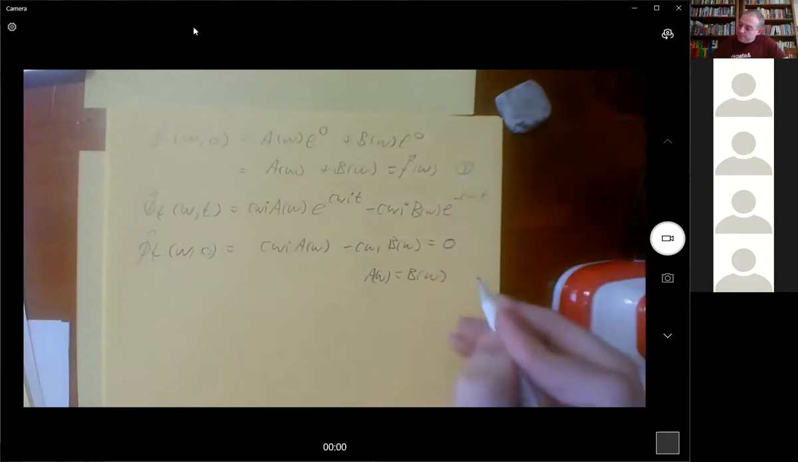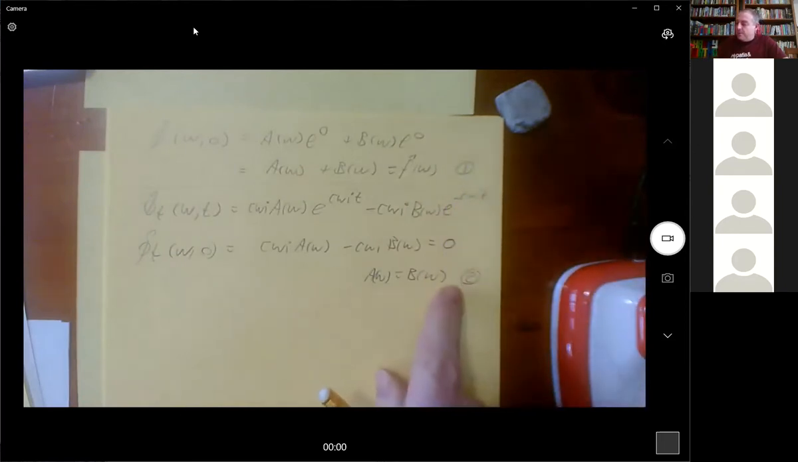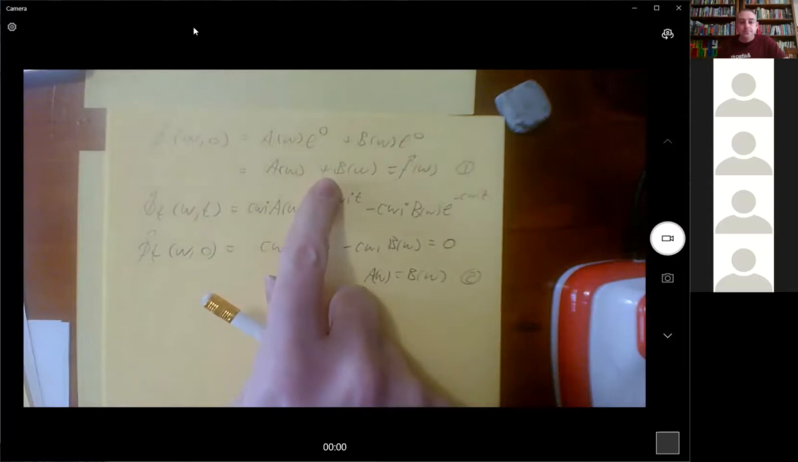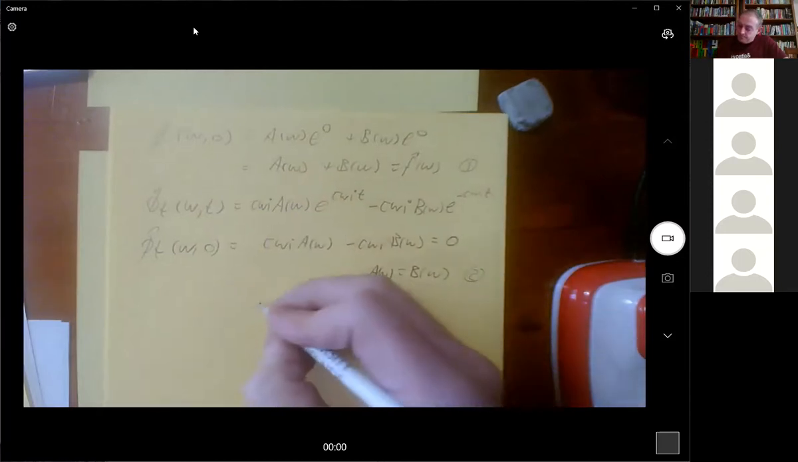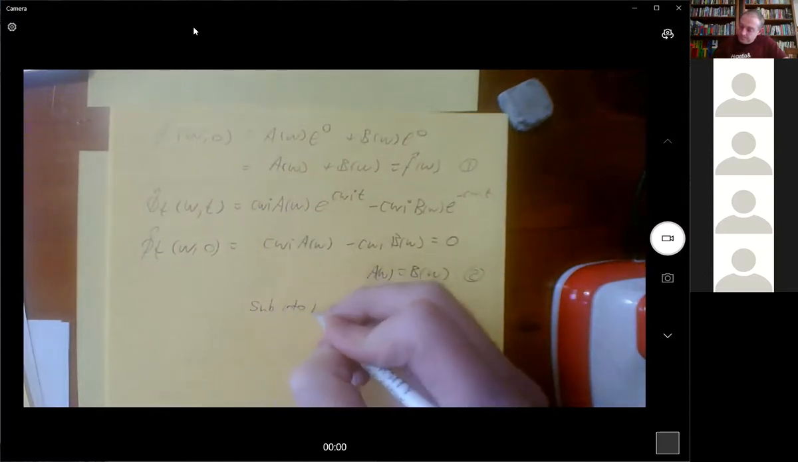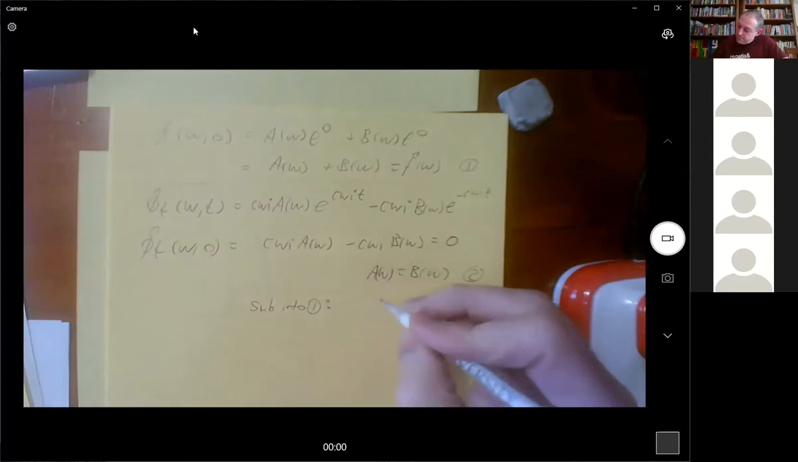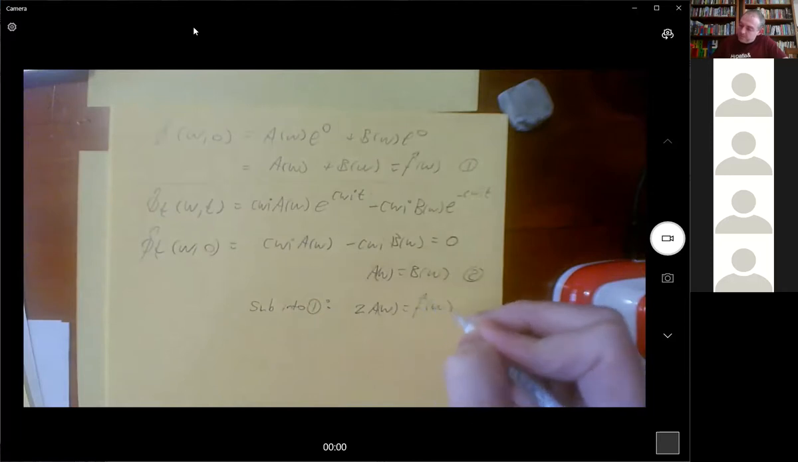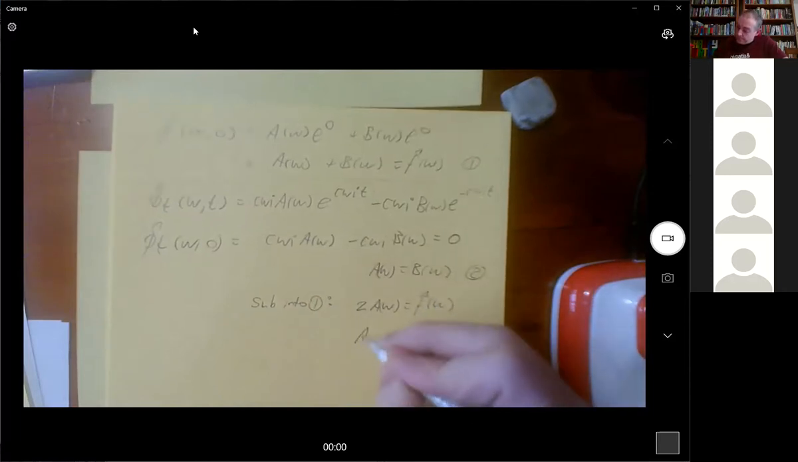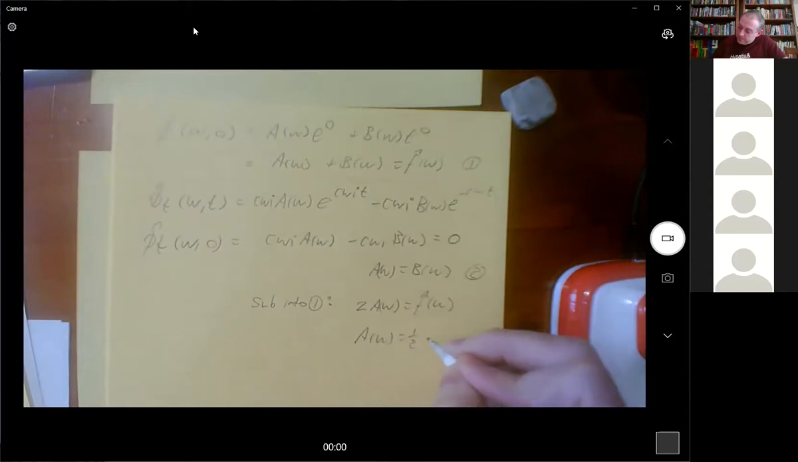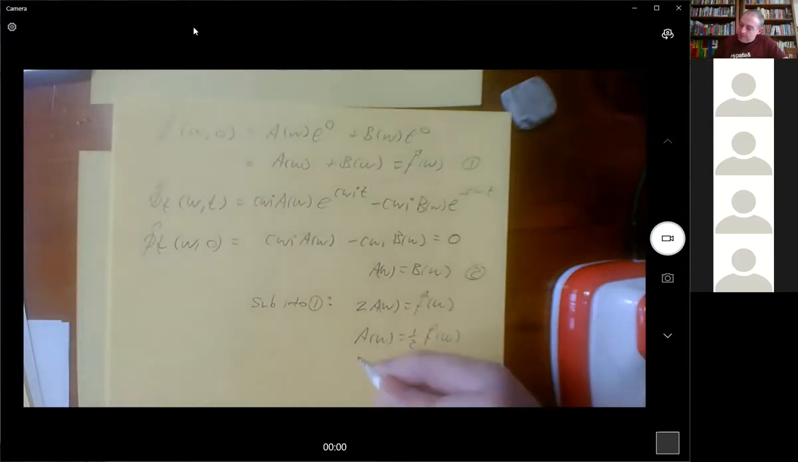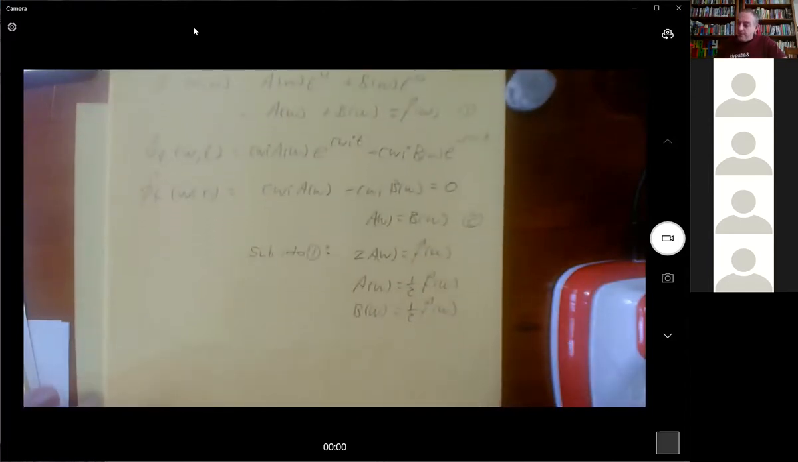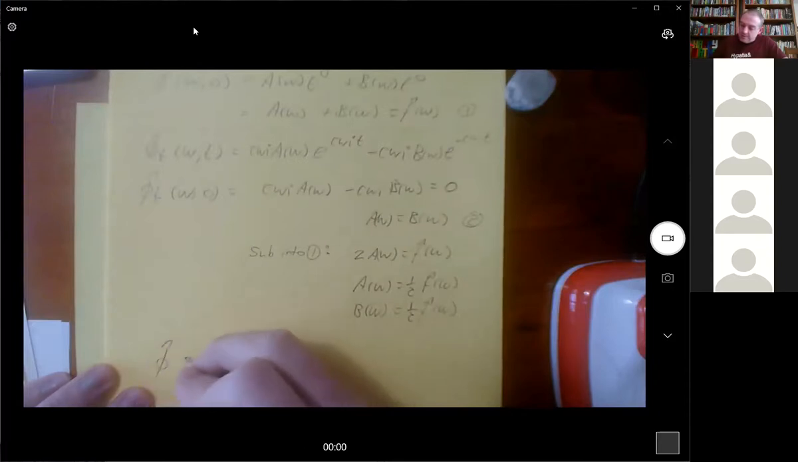So I reckon I can sub this back into there. I'll get that 2 lots of a of w is f hat of w. And so a of w is a half of f hat of w, and b of w is the same as a of w, right? And so now that means that my phi hat is now this.